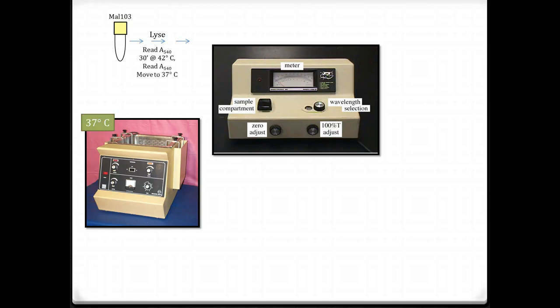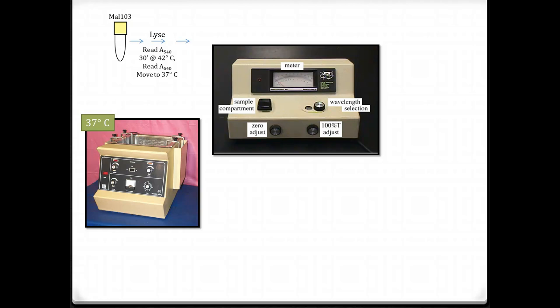After 30 minutes, you're going to take another reading at 540 nanometers. If you haven't banged the spec 20, you don't need to re-blank it if you use the same spec 20. If it's been moved or jostled, then go ahead and re-blank it. And then you're going to move it from 42 degrees to a different water bath that looks very similar on the other side of the room at 37 degrees. The reason we move it to 37 degrees is we know empirically that we get a higher yield of phage by moving it to 37 degrees.